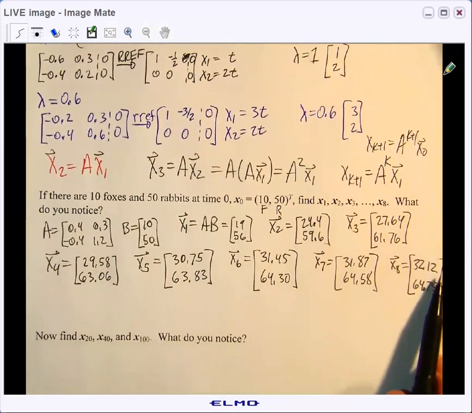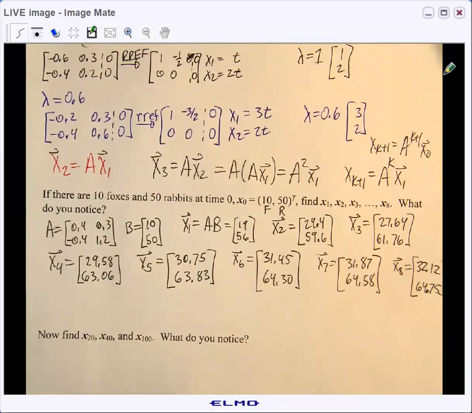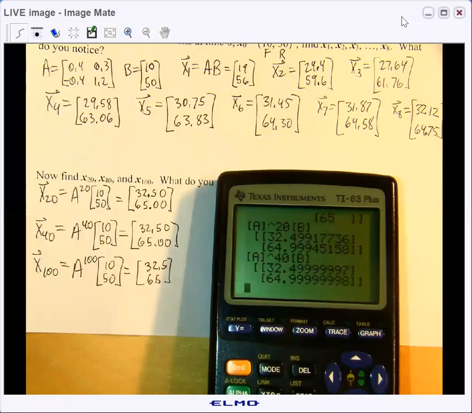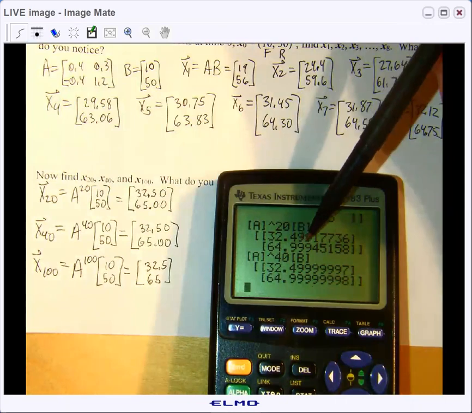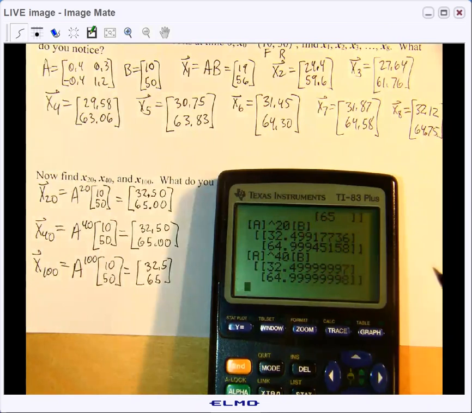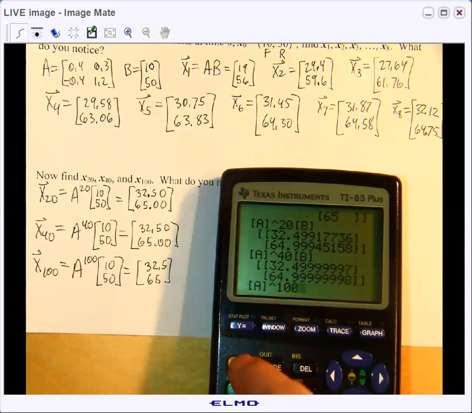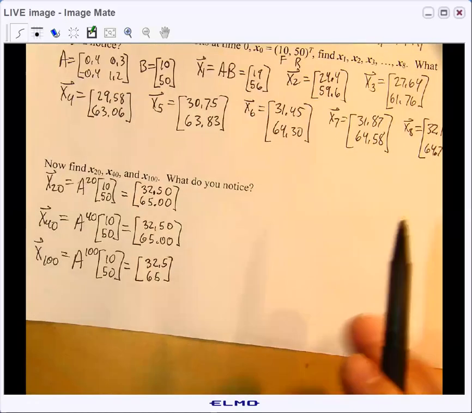In fact, I'd like you to use powers of the matrix and find x sub 20, x sub 40, and x sub 100. We'll go ahead and use technology for that. So let's see what we get. Well, if we do 20 time periods, rounded to 2 decimal places, we get 32.5 and 65. And at 40 time periods, we're getting 32.5 and 65, wow, rounded even way out here. And if we do A to the 100th power times matrix B, we get 32.5 and 65 exactly. So we are heading to an equilibrium solution.